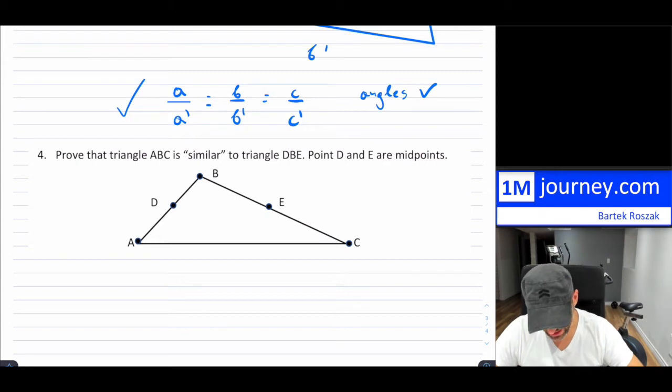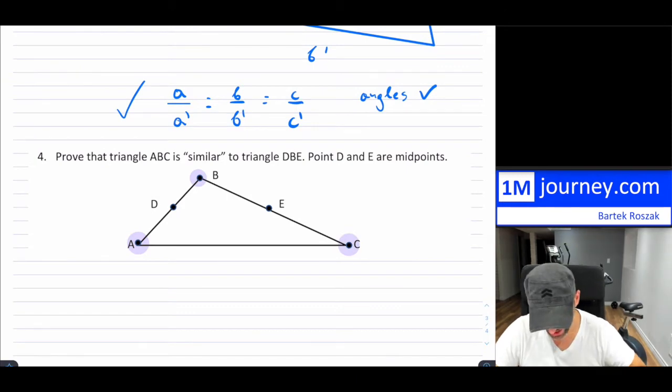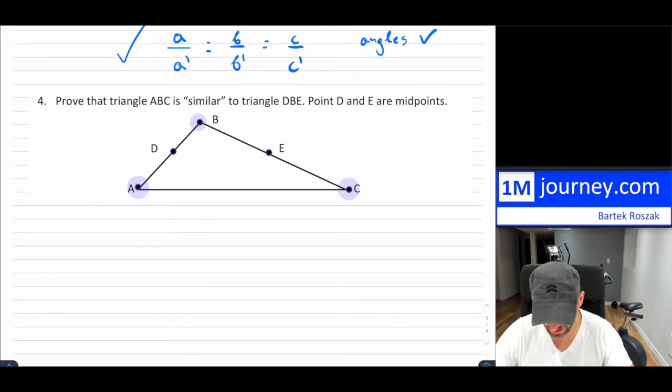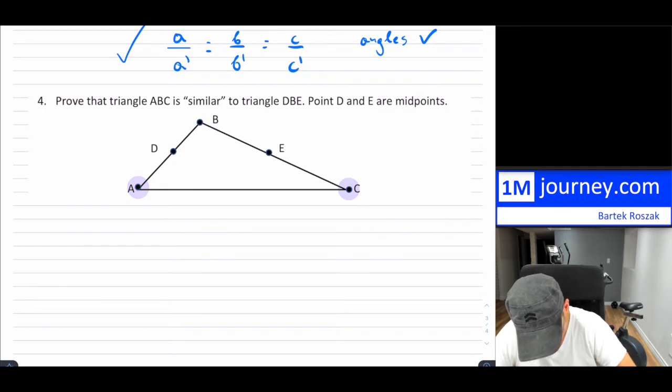Okay, so in this case, it's telling me A, B, and C. So that's one triangle that I have. And then the other triangle, it says D, B, and E. All right, so now this D, B, and E, I'm going to draw the triangle in there.